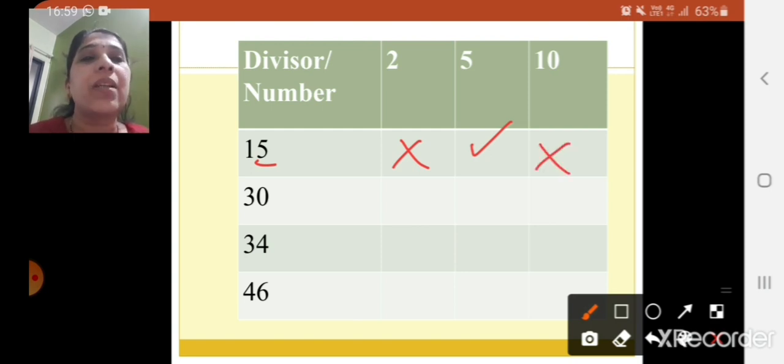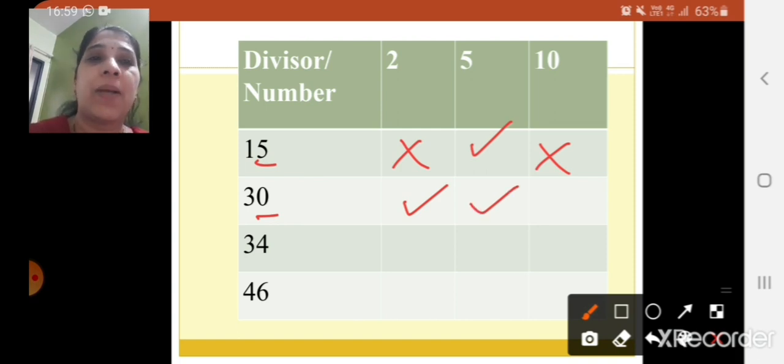Right? Now next number is 30. Again you see 0 is there in the units place. So it is divisible by 2. For 5 also what was there? 0 should be there in the units place. So again it is divisible. Next for 10 what was the test? 0 should be in the units place. So again 10 is also divisible. Right? So 30 is divisible by 10.